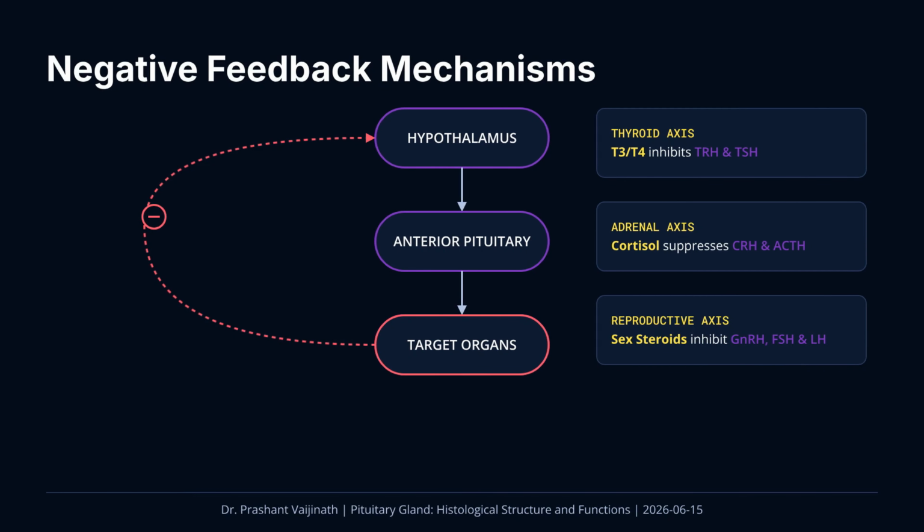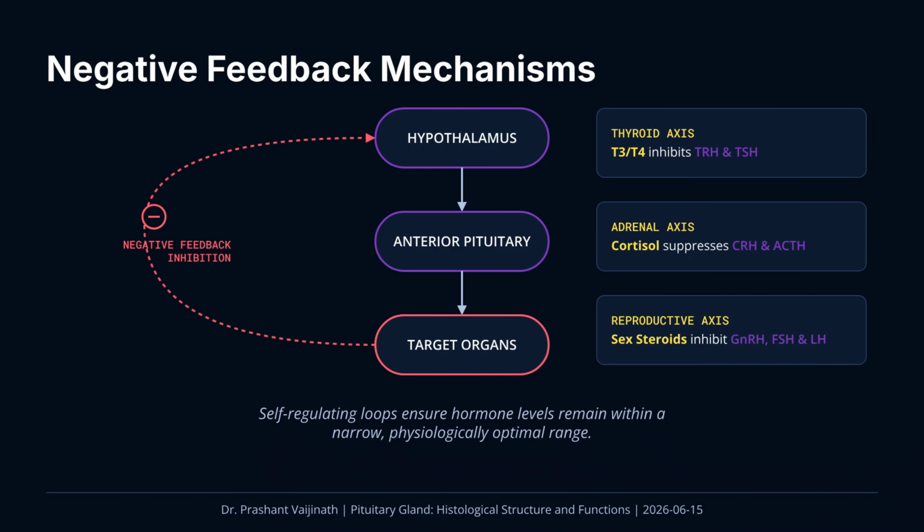Negative feedback loops are essential for maintaining hormonal balance. High levels of target organ hormones, like T3, T4, cortisol, and sex steroids, inhibit the release of their respective hypothalamic and pituitary tropic hormones.